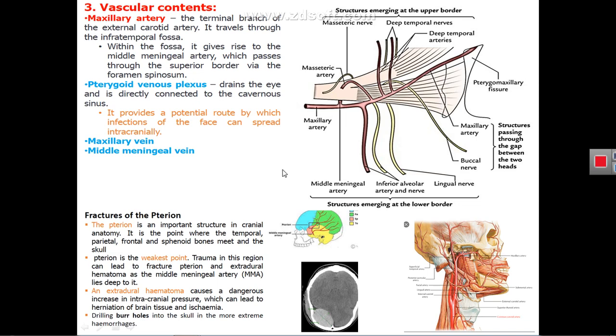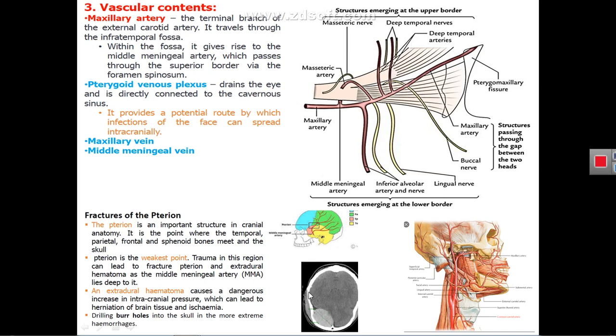We have to say that the maxillary artery is also associated with the pterygoid venous plexus, and actually the pterygoid venous plexus is located inside the substance of the lateral pterygoid muscle. You will not see a real pterygoid plexus because it is inside the substance of the lateral pterygoid muscle.